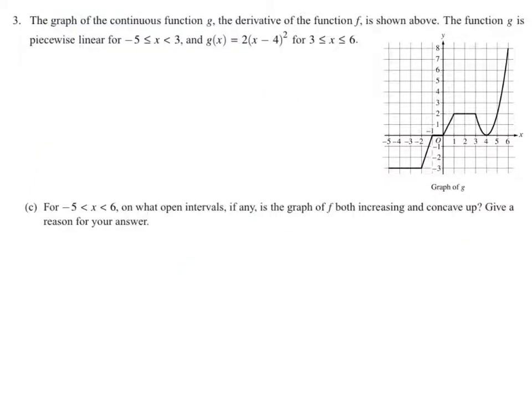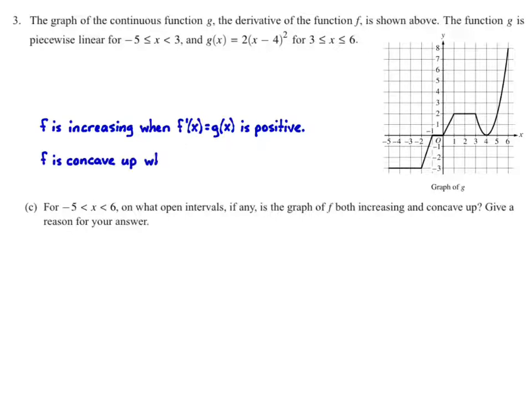All right, for part C, it says for -5 < x < 6, on what open interval, if any, is the graph of f both increasing and concave down? Well, we know that f is increasing when f prime is positive. And so we're going to write that down. We're going to justify it there. So f is increasing when f prime, which remember is equal to g of x, is positive. And then we know that f is concave up when f double prime, which equals g prime, is positive.